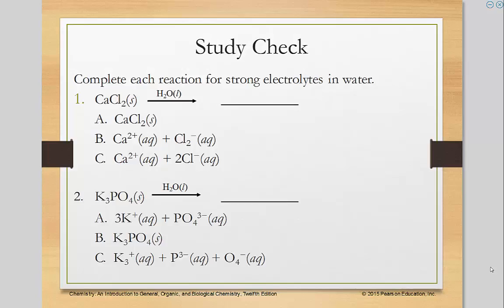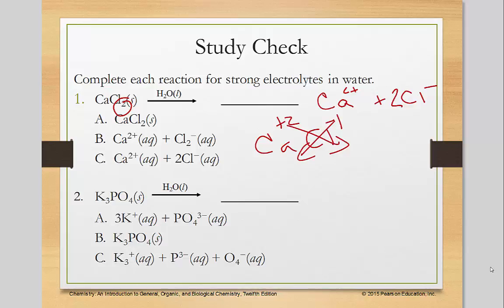So if we look over here at CaCl2, we can break this up into its ions, Ca2 plus and Cl minus. That 2 here for CaCl2 means that there's 2 chlorines. So make sure you bring that back up, because remember when we did the ionic compounds and we looked at the charges and we crisscrossed, and that 2 came from up here. That means we have 2 chlorines. That would give us the answer of C.